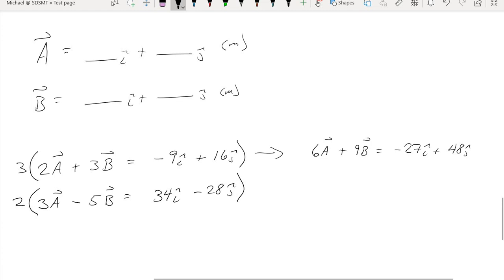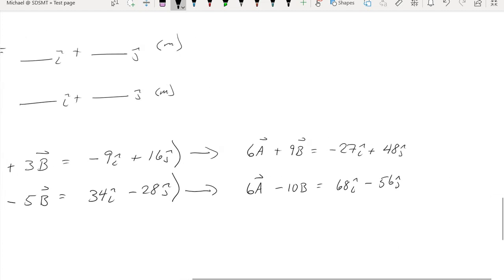So there is the top equation, and because I've multiplied both sides of the equation by 3, I have not changed the equation. We could just as easily go back through and factor out the 3's, but I'm going to leave it alone for right now, because now we're going to distribute the 2 through the bottom equation, which will give us 6a minus 10b equals 68 i minus 56 j.